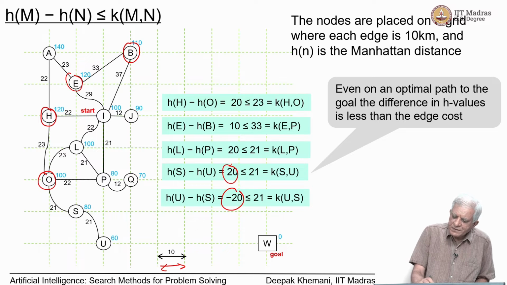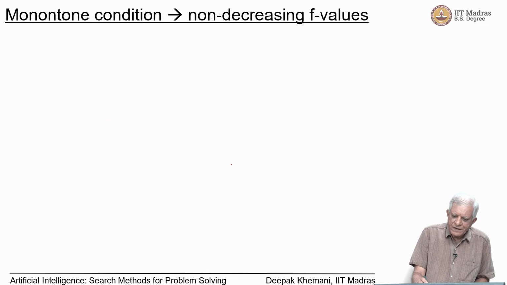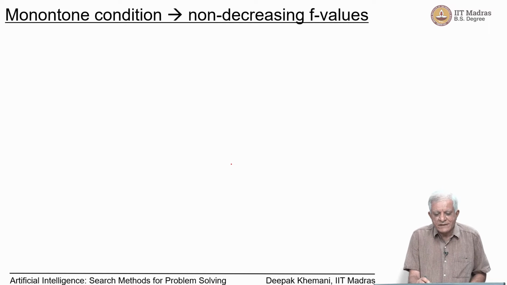So, even on an optimal path to the goal, the difference in h values is less than the h cost. If that is the case, then we say that the monotone condition is satisfied. So, the first consequence of the monotone condition is that we always have non-decreasing f values.